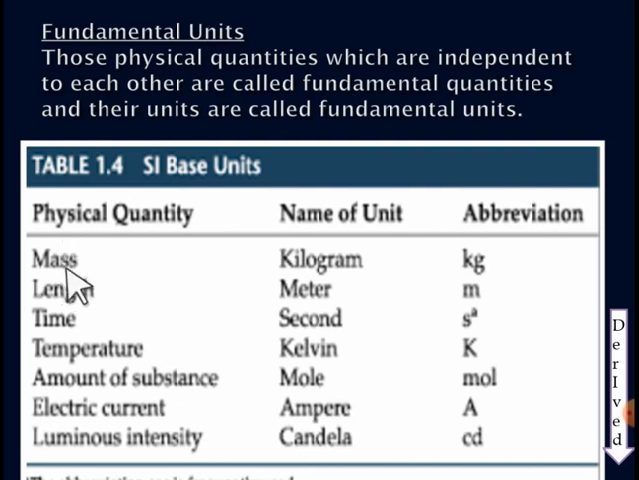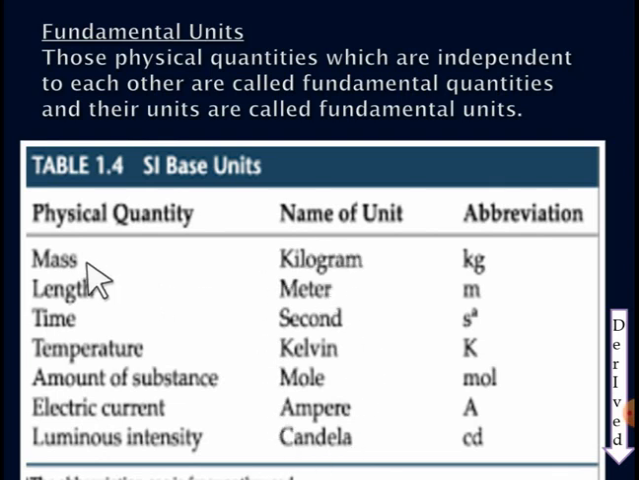The fundamental quantities are mass, and it may start from length also. In some textbooks length may be given first. You can change the order, no doubt. So mass, length, time, temperature, amount of substance, electric current, luminous intensity, these are the 7 fundamental physical quantities in physics. So these are the 7 fundamental quantities, and these are their units.